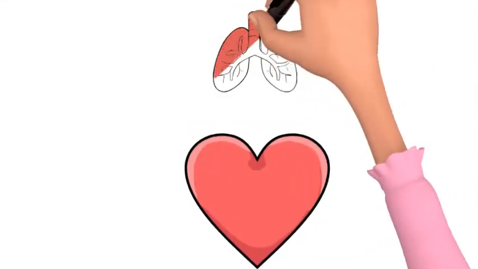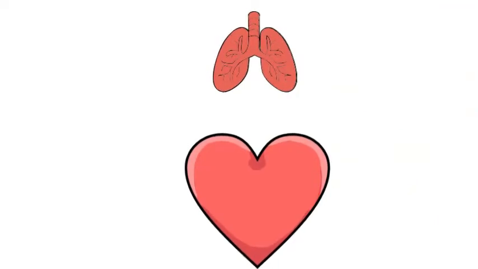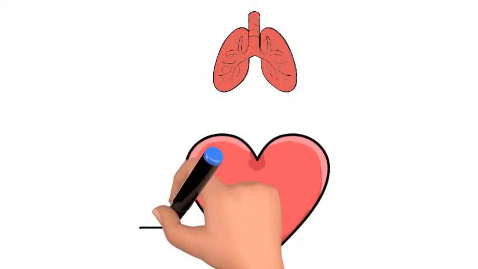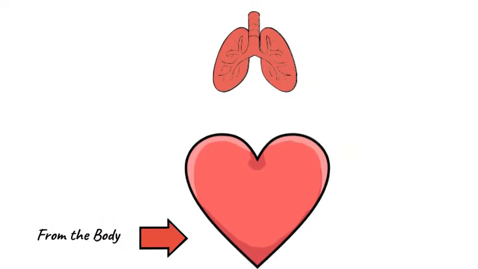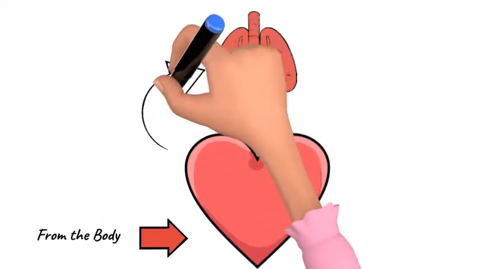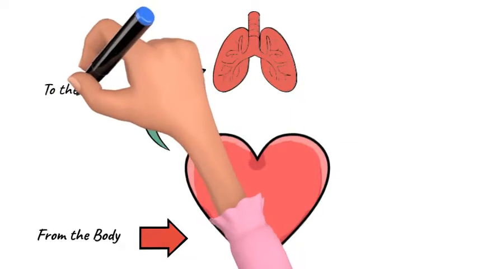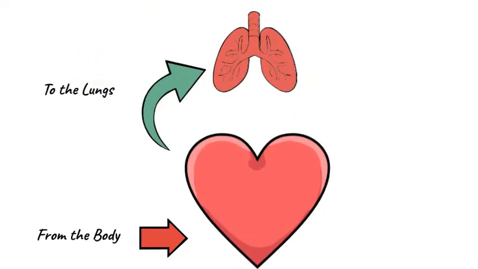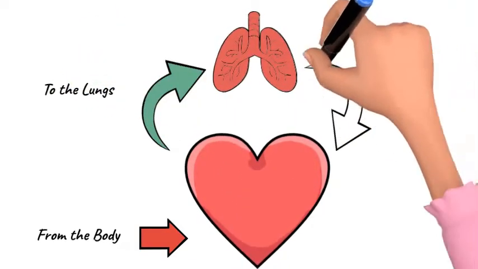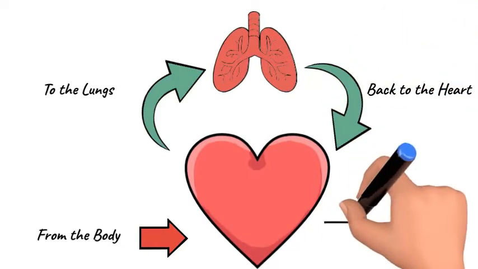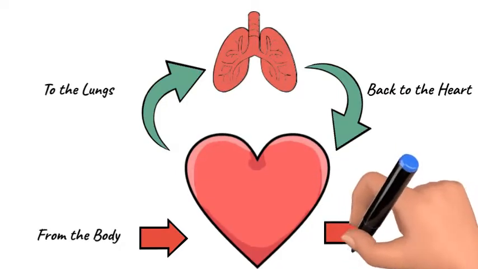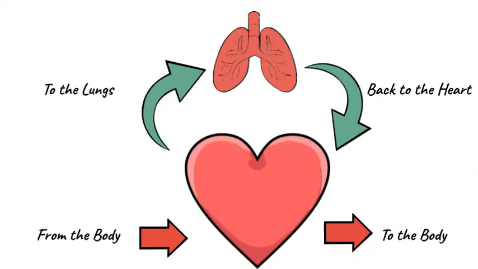So it's important for you to know what the heart's job actually is, because that will help you understand how it does its job. Oxygen-poor blood, also known as deoxygenated blood, flows to the heart from the body. The heart pumps that blood to the lungs, where it picks up oxygen and gets rid of carbon dioxide. It then travels back to the heart, where our heart then pumps the oxygen-rich blood, or oxygenated blood, out to our body.